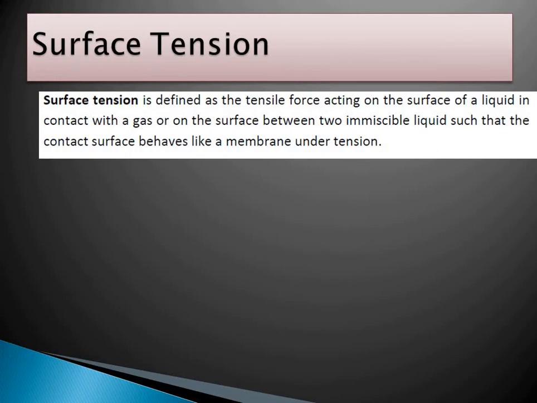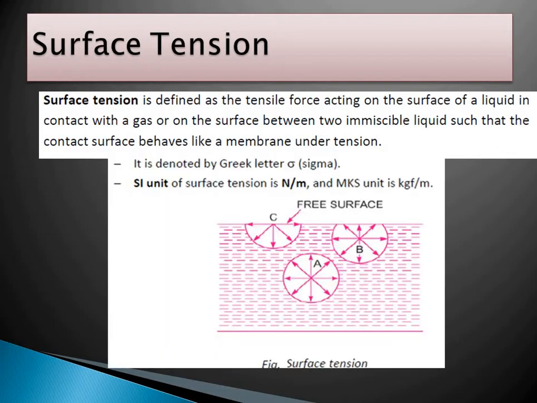So surface tension is defined as the tensile force acting on the surface of a fluid in contact with a gas, or the surface between two immiscible liquids, such that the contact surface behaves like a membrane under tension. It is denoted by the Greek letter sigma, the SI unit of surface tension is Newton per meter, and the MKS unit is kg per meter. Here it shows the surface tension phenomenon at the free surface.